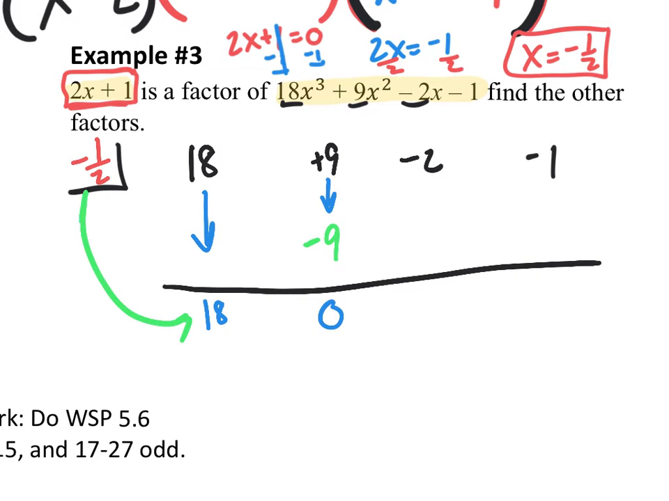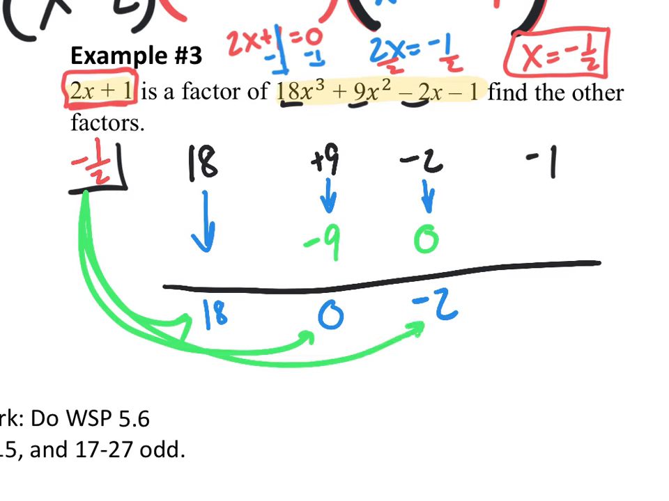As you go up, you multiply -1/2 times 0 is -1/2. No, it's 0, I'm sorry. Man, anything times 0 is 0. As you come down, you combine -2 plus 0 is -2. As you go up, you multiply -1/2 times -2. Negative times a negative is a positive, and 1/2 times 2 is 1. And it is no surprise that the remainder is 0.